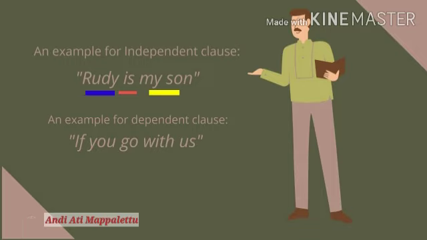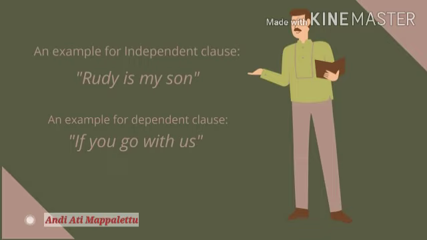An example of a dependent clause is if you go with us. In this sentence, the clause has incomplete information. We can see it in the word if. Although the clause has the subject you, the verb go, and the object or complement with us, the subordinate conjunction if indicates that the clause needs some information from the previous or following group of words.